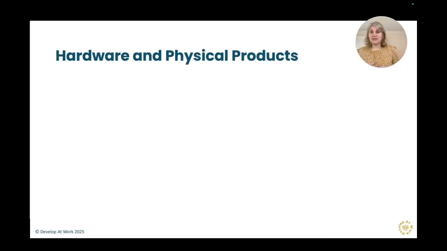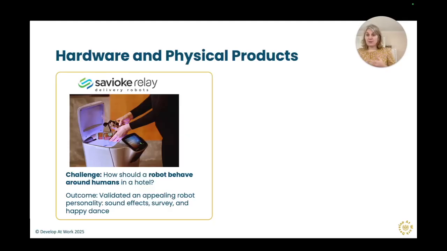Other companies have used design sprint to validate products and solutions in the hardware and physical space. Savioke was releasing a robot that was going to be used in hotels, for instance, to deliver, I don't know, toothbrushes and other goods to the guest. And they were concerned about how the robot should behave in a way that humans will not be rejecting it and actually will love it.